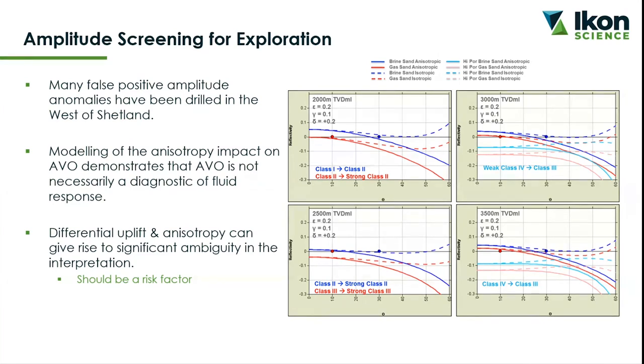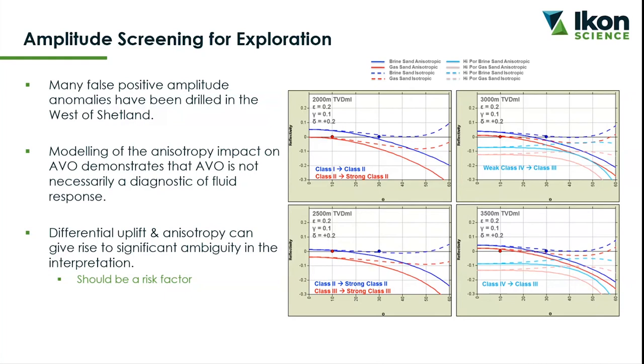Another complication in this basin is that there is differential uplift across the area. And so it wouldn't be untypical for a reservoir to have been buried to 2,500 meters, say, and then uplifted by 500 meters or sometimes well in excess of that. So at 2,500 meters, assuming an isotropic case, we'd have a fairly weak, almost transparent brine-bearing reservoir response. But with the incorporation of anisotropy, we actually end up with quite a strong class 2 reservoir.